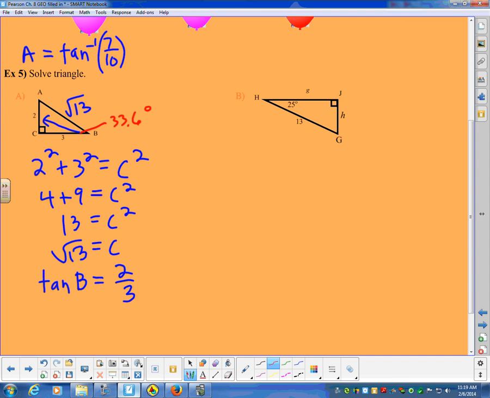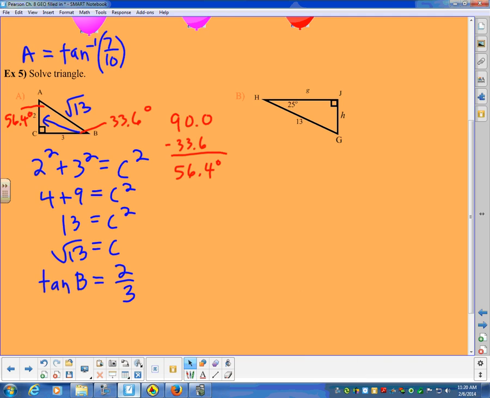So I can actually take the 90 out. Just do 90 minus 33.6. What's 90 minus 33.6? 56.4, that's right. And now you have solved all the sides and angles in a right triangle.